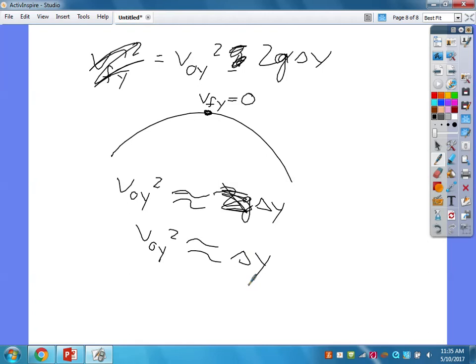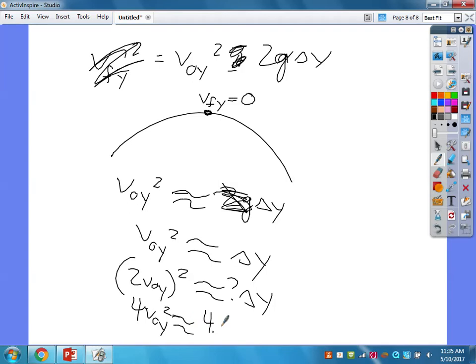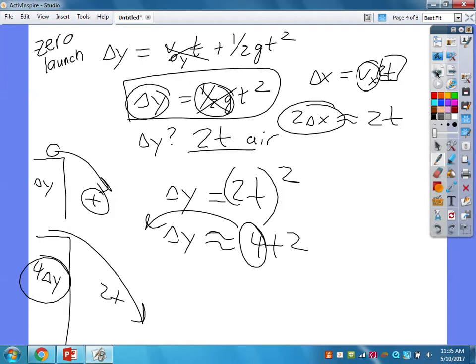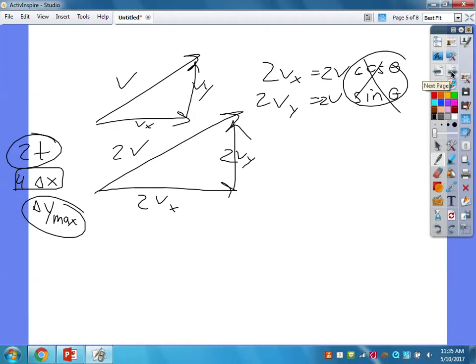What had happened to my v naught y? It got doubled, which then gets squared. So what does that mean? 4 times v naught y squared is related to 4 times the height that it goes as well. So you can see, if I double the velocity that it is launched, I will double the time that it's in air, but it will quadruple both the maximum range that it goes and the maximum height that it reaches.